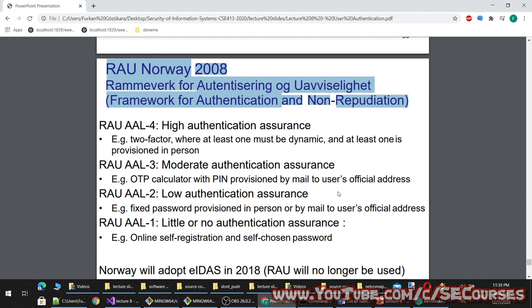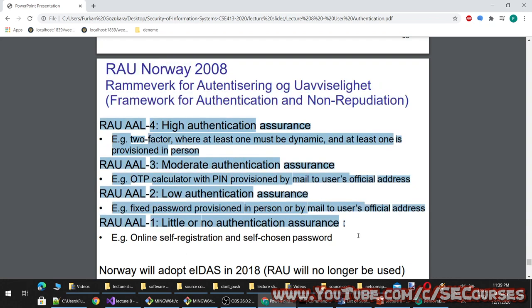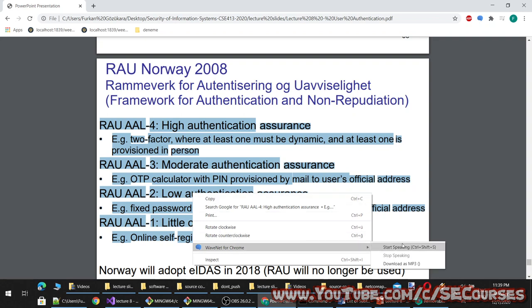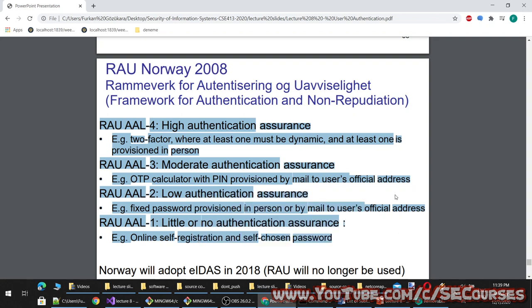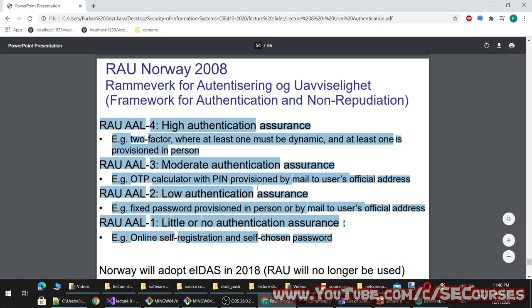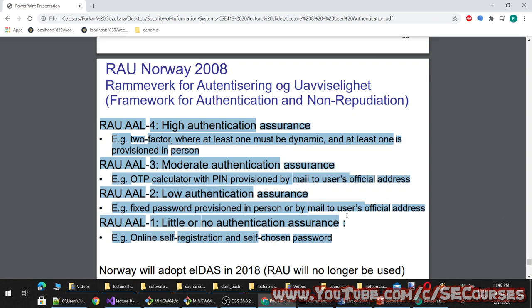RAO, Norway 2008-54, Rammeverk for Autentisering og Uavviselighet, Framework for Authentication and Non-Repudiation. RAO AAL 4, high authentication assurance, e.g. two-factor, where at least one must be dynamic, and at least one is provisioned in person. RAO AAL 3, moderate authentication assurance, e.g. OTP calculator with PIN provisioned by mail to the user's official address.